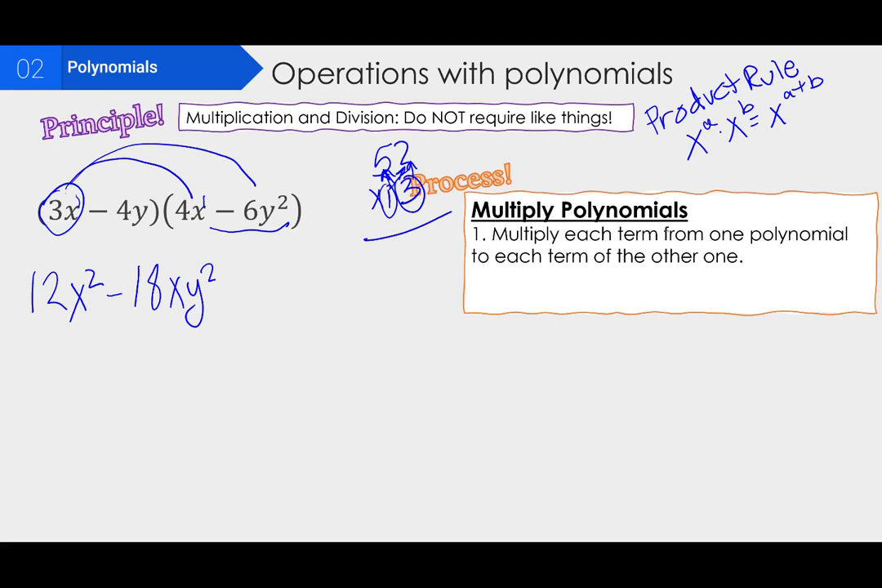Then each term, right, needs to be multiplied from one polynomial to the other one. So we need to now do, let's switch colors for fun, the negative 4y to both of these. So negative 4y times 4x, negative 16, you can write yx or xy, doesn't matter. And then negative 4y times negative 6y squared is going to be positive 24. Okay, here's my 1 plus 2, y to the third, using that product rule.